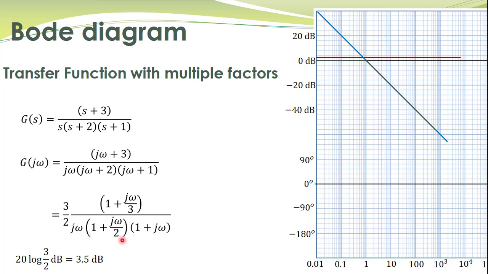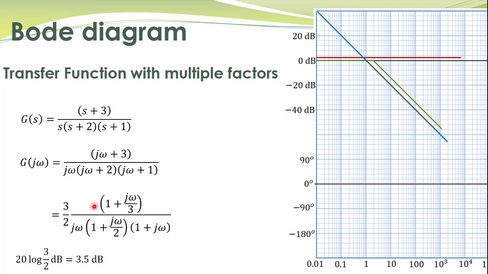Next, we want to draw the asymptotic Bode diagram for this factor. What is the corner frequency? The corner frequency is 2. So up to that particular frequency, we shall have a line with 0 dB. And after that corner frequency, there will be a line with a slope of minus 20 dB per decade. Where is this frequency 2? This frequency is 1, so this frequency is 2. So up to this frequency, we have a line with 0 dB, and after that, a line with a slope of minus 20 dB per decade.